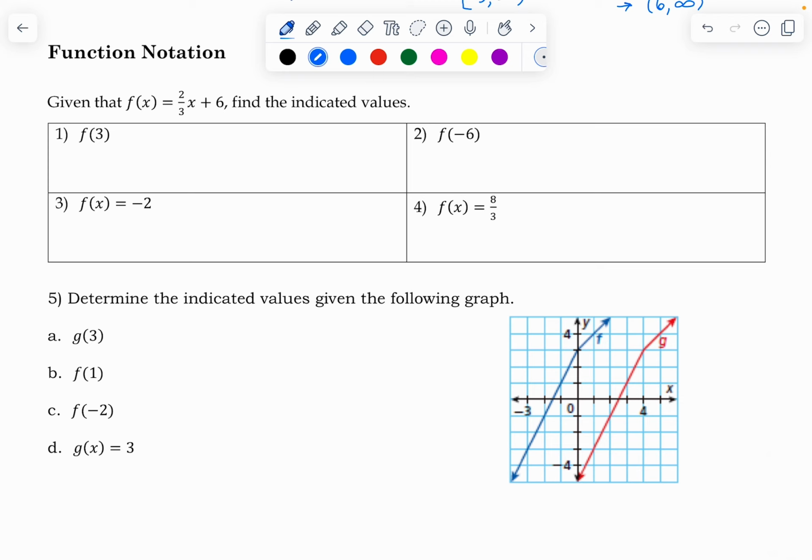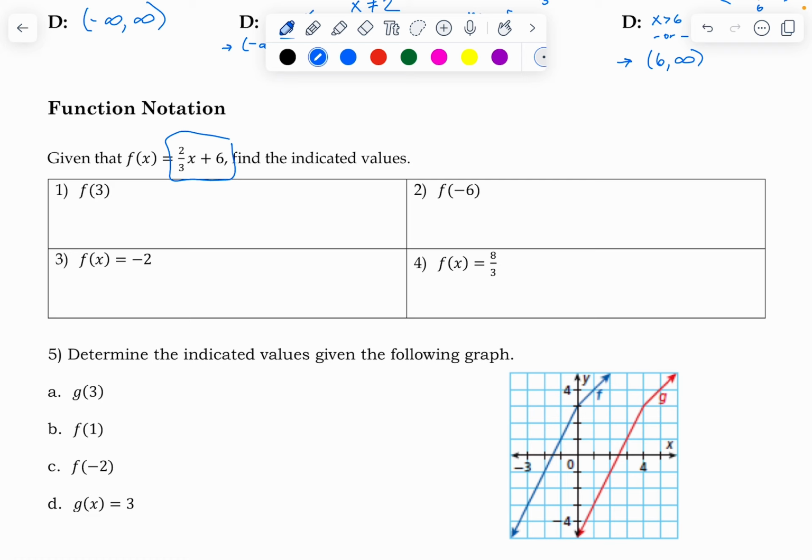Here we go. In this function notation, they're saying the function f maps x onto 2/3 x plus 6. So anywhere we see an x, f of 3 means we take that function, and anywhere we saw an x, we now put in a 3. I see 2/3 of 3, so the 3's cancel out, and this becomes 2 plus 6, which is equal to 8. So f of 3 equals 8.